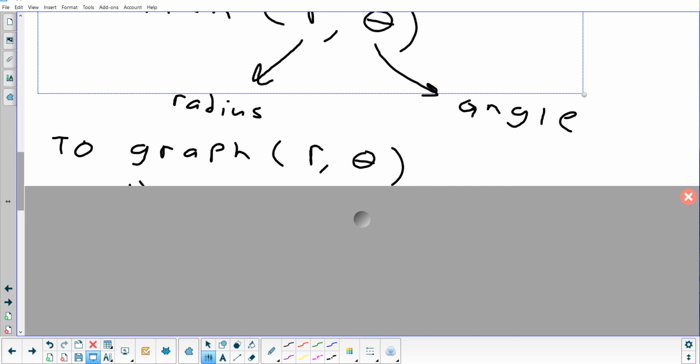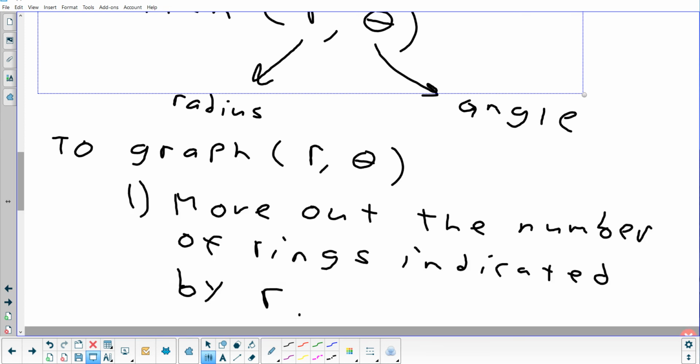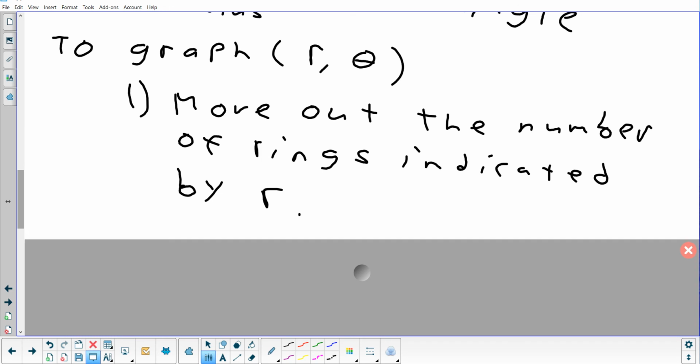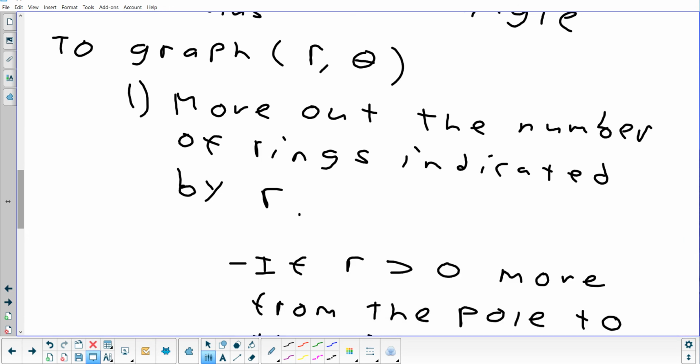Okay, so the first thing you look at is r, just like in an xy coordinate. Look at the first number. And r is kind of like x in terms of what you need to do. You're going to move out from the pole, from the center, the number of rings indicated by r. There's two ways you can move out from the center. You can either move to the right or you can move to the left. If r is greater than 0, you're going to start by moving to the right.